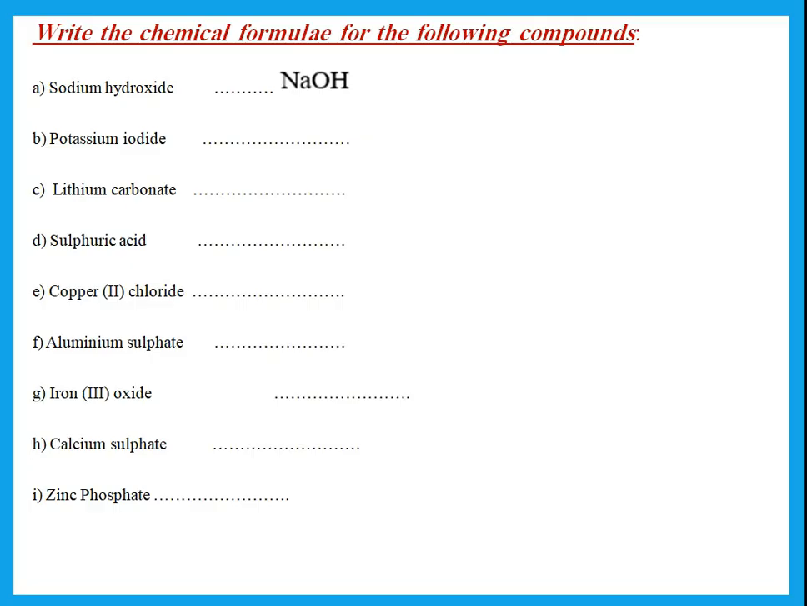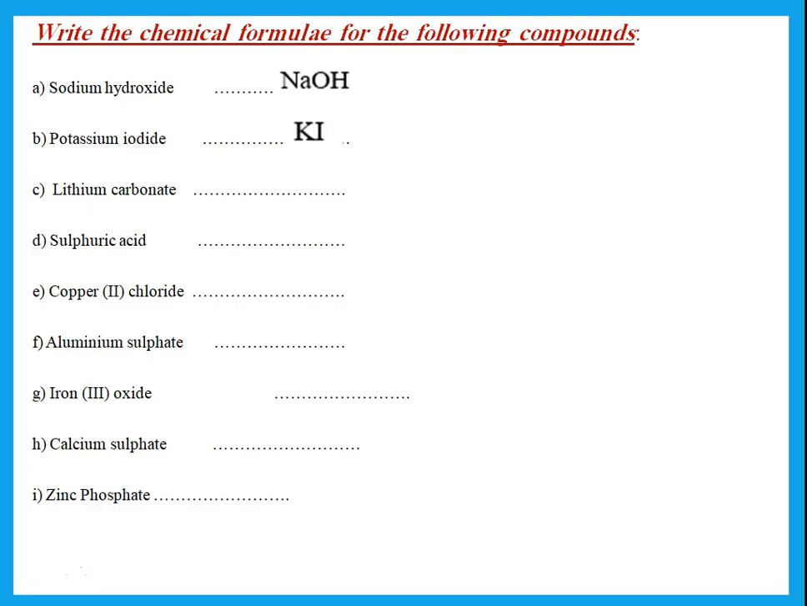Potassium iodide. Potassium is K. Iodide is what you have in your periodic table as iodine. Remember, we said in the periodic table it's iodine. If I put it as a compound, it is something iodide. So potassium is K, iodine is I. Valency of potassium is 1, valency of iodine is 1, and that's my formula.